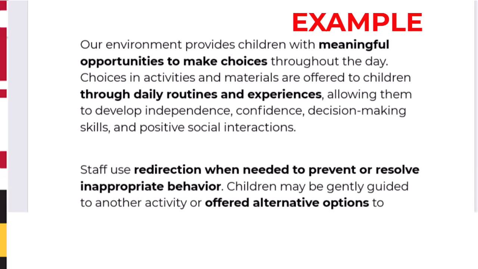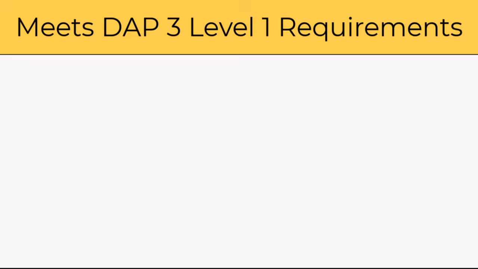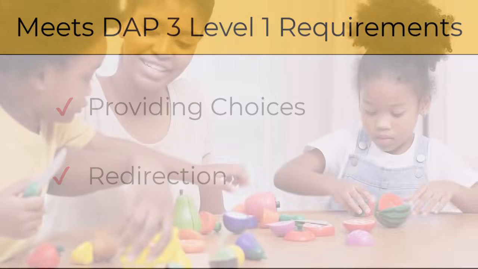Staff use redirection when needed to prevent or resolve inappropriate behavior. Children may be gently guided to another activity or offered alternative options to choose from. Staff members determine the most effective form of redirection based on the individual child, the situation, and the needs of the group." This policy clearly includes each of the requirements of DAP 3 at Level 1. It provides a clear picture to families and staff of how positive guidance is handled in this program.